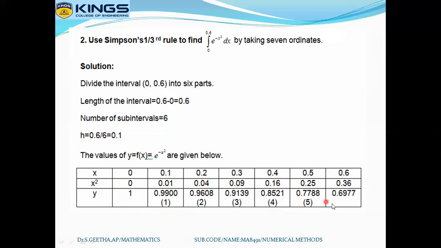Except the first and last, we label the remaining ordinates. First one, this is second, this is third, fourth, fifth. The ordinates placed at odd places, that is the first one, third one, fifth one, are odd ordinates. Similarly, ordinates placed at even places, the second one, are even ordinates. This is also an even ordinate.